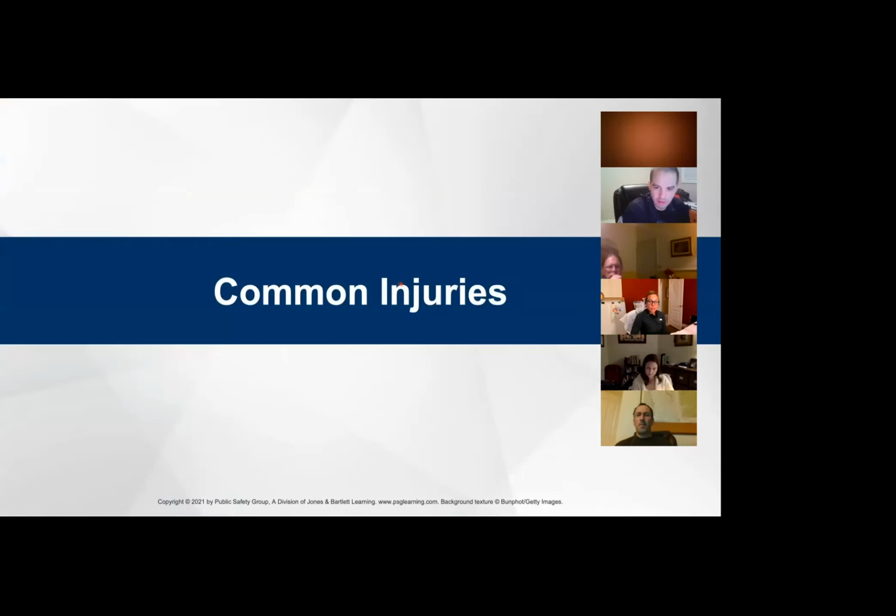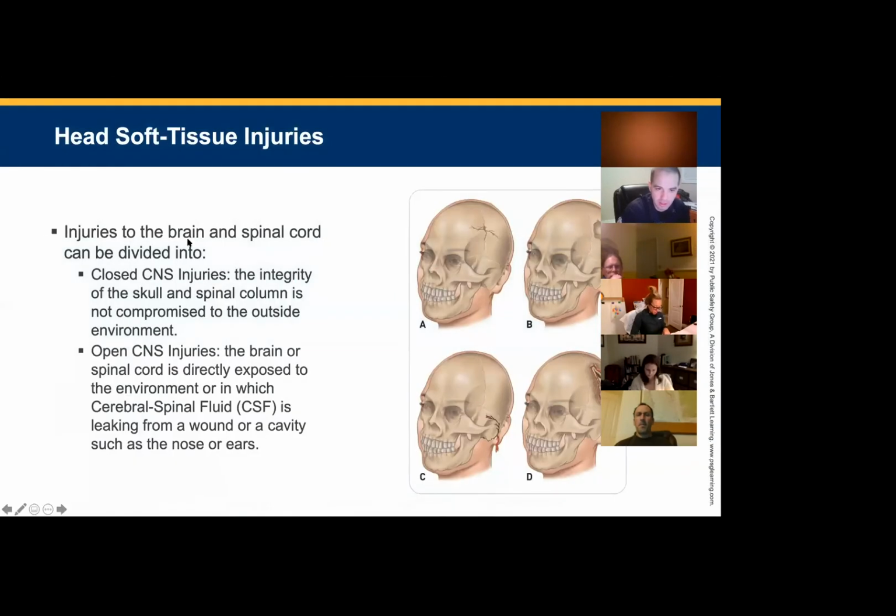All right, so some common injuries. When we talk about CNS injuries, they can either be closed or open. A closed injury means that the integrity of the skull or spinal column is not compromised. Like we see over here in D, where we have an opening of the skull and the brain starts to stick out, that would be an open injury. We see here with C as well, where we have a skull fracture. That would be a type of open head injury. Closed injuries are ones where we don't have that opening.